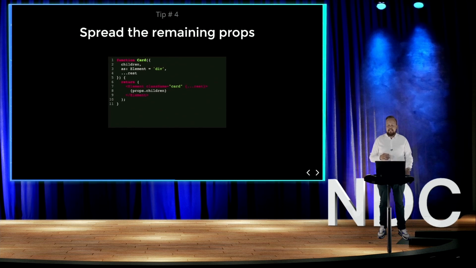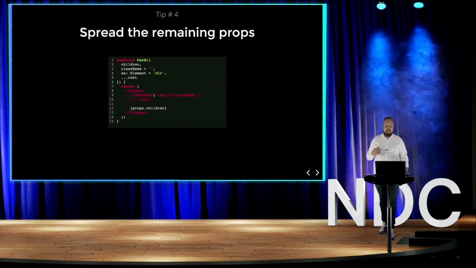If the developer passes a class name, it will override the existing card class. And that's probably not what I want. I wanted to extend my component, not just override stuff. So to fix this, I pick out the class name prop from the props object so that it's not in the rest object I end up spreading out. I give it a default value of an empty string, and then I concatenate it together with the existing class prop. And there you have it. Now we can pass in whatever props we want without getting into trouble.